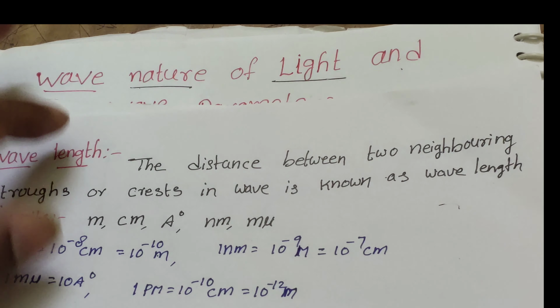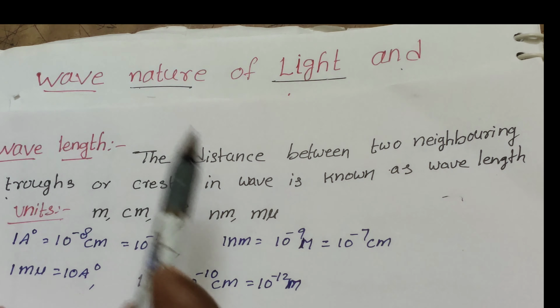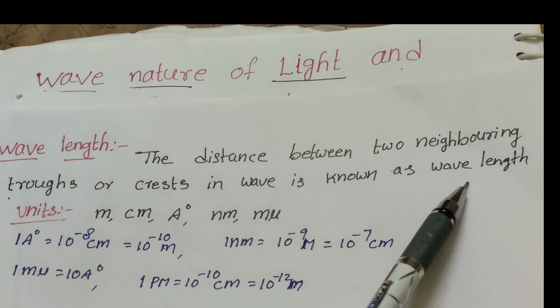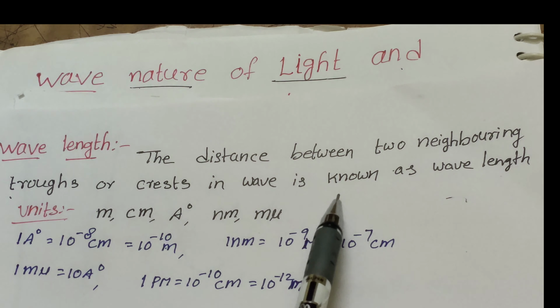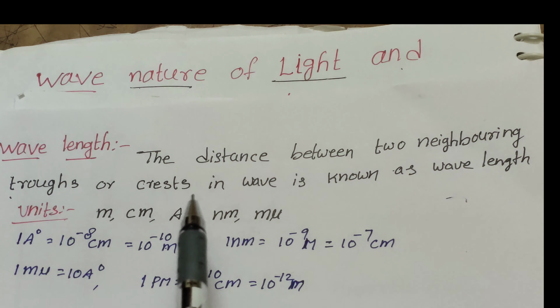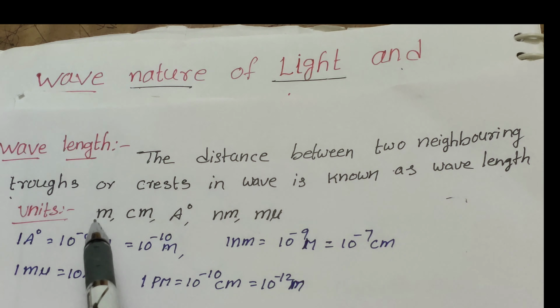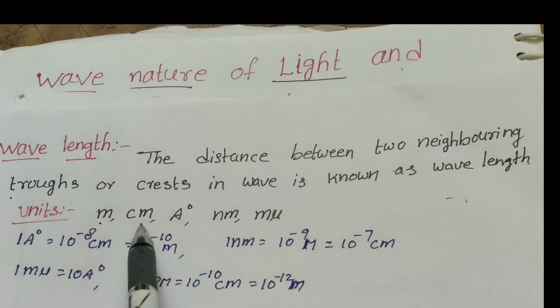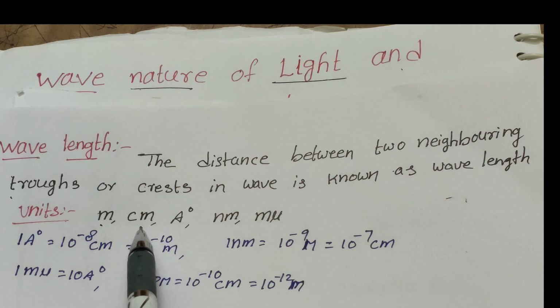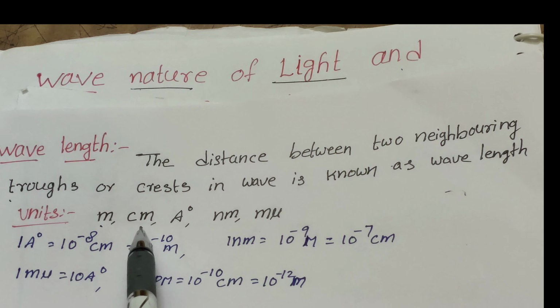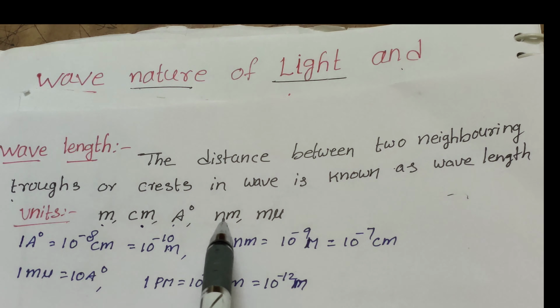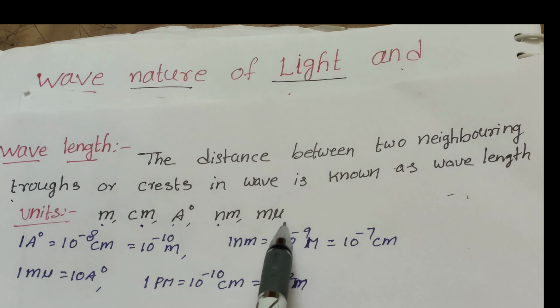So wavelength. What is the wavelength? The distance between two neighboring troughs or crests in the wave is known as the wavelength. Here, the length units in most cases are meters or centimeters. But here the wave is very small, at the nanoparticle or microparticle scale. That's why we use angstroms, nanometers and micrometers.